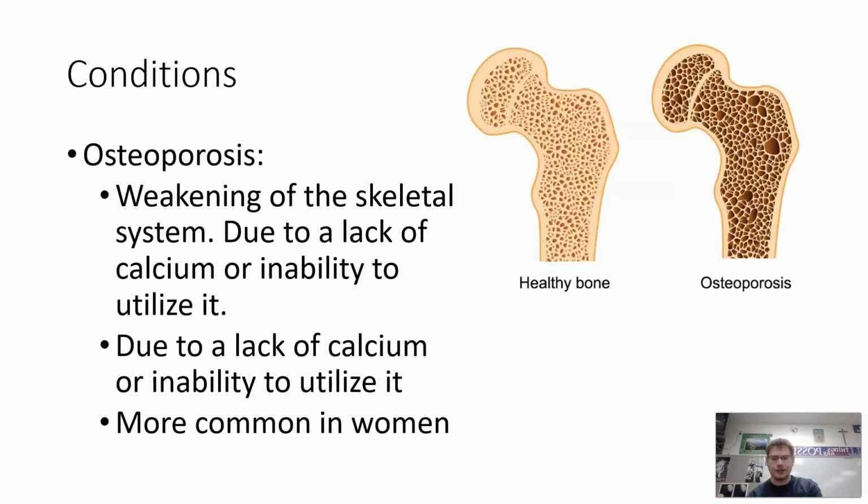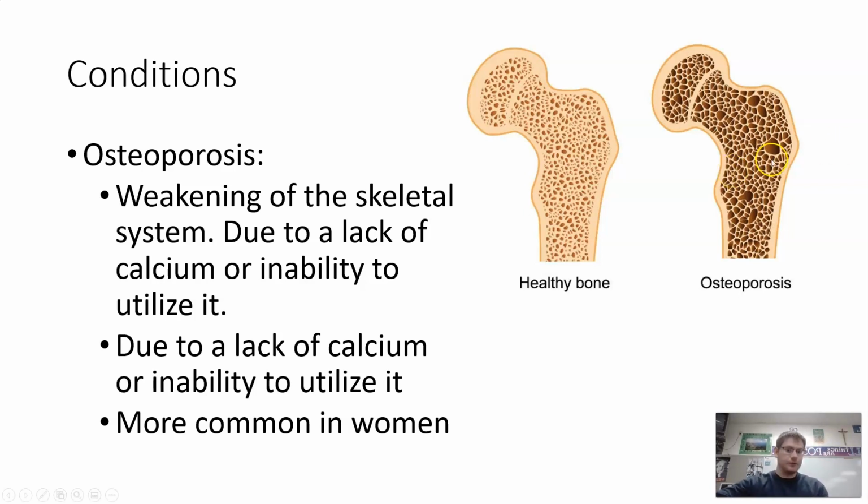Another condition is osteoporosis. It's the weakening of the skeletal system. This is due to a lack of calcium or inability to utilize it. So here you can see healthy bone. Your bone is made out of a lot of spongy material. It's very interconnected. It's not just solid like a sheet of metal, but it has lots of holes in it. And that's where your red bone marrow would be.